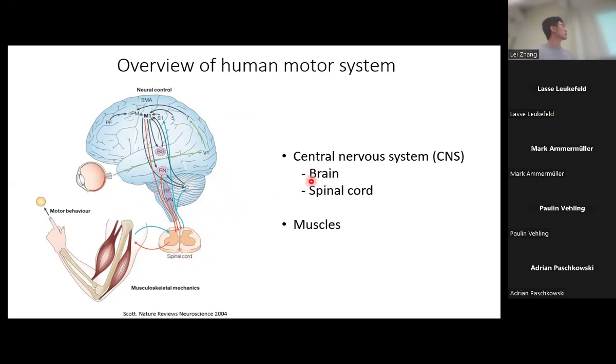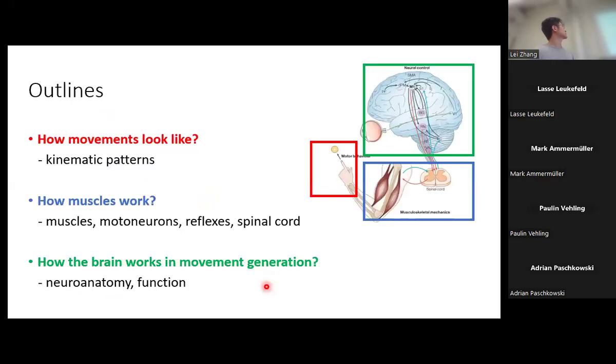The brain and spinal cord are called the central nervous system. And also, of course, the muscle is important. That is what produces force. The muscles are innervated by the spinal cord. We see all these loops. There are loops going from the brain down to the spinal cord and to the muscle. And also there are sensory feedback loops from the muscle to the spinal cord and all the way up to the brain. We will look at this in the following lectures. So this lecture will look at three aspects. First, we look at the behavior level.